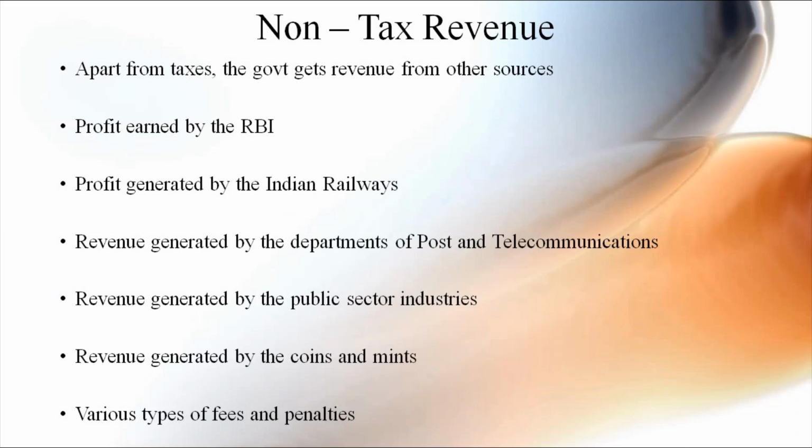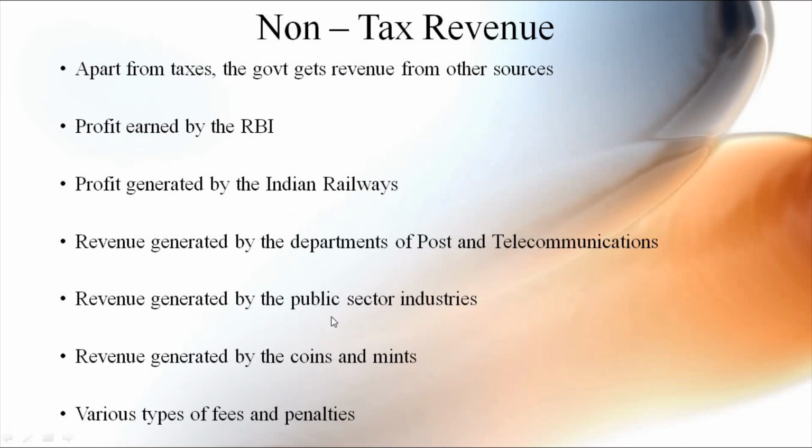Which are the types? The first one is profit earned by the RBI. The Reserve Bank of India gets some profit while printing notes, etc. That profit goes to the government, not through tax. And profit generated by Indian Railways. Yes, Indian Railways is profitable, and that goes to the government. It is public, no? And revenue generated by the departments of post and telecommunication also goes to the government.